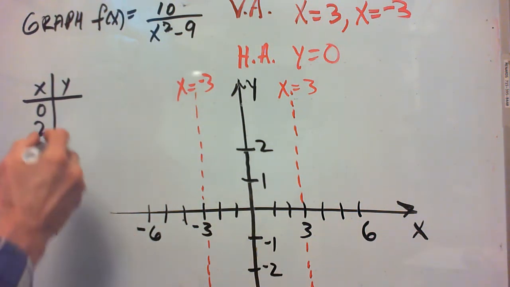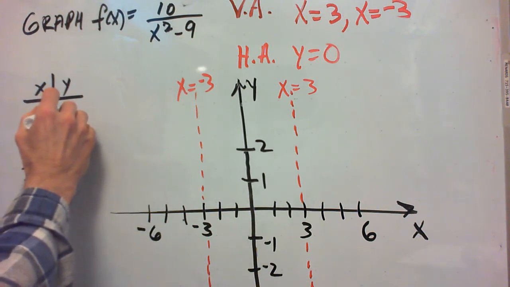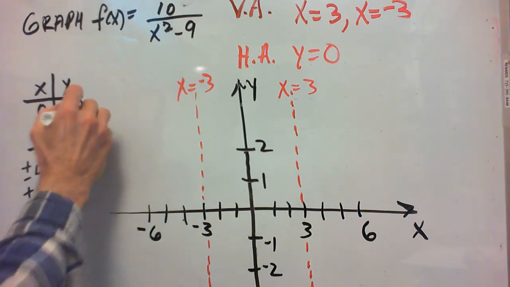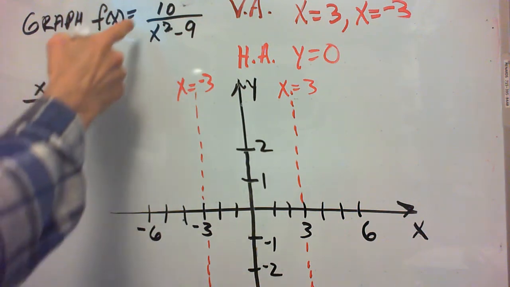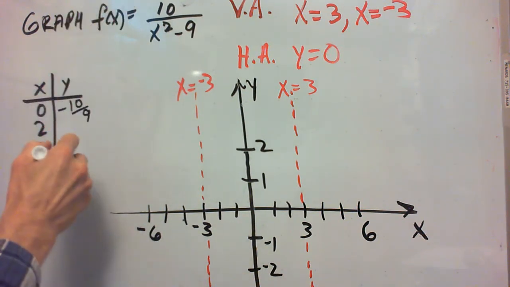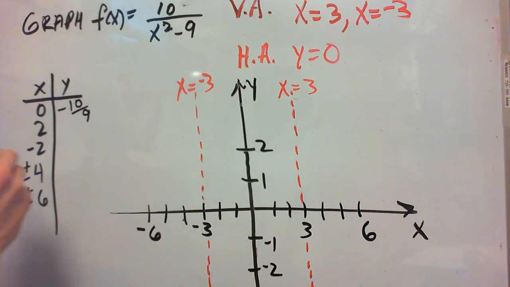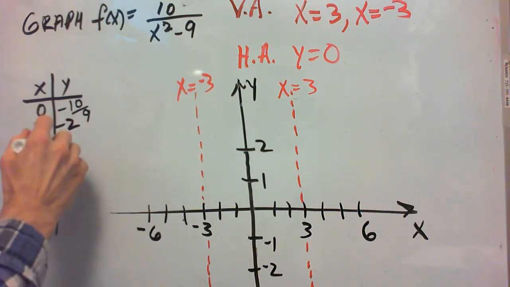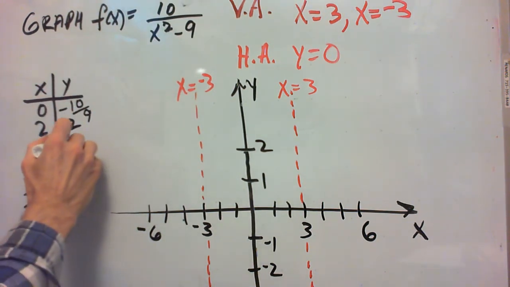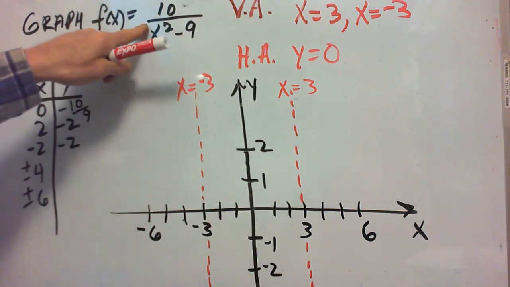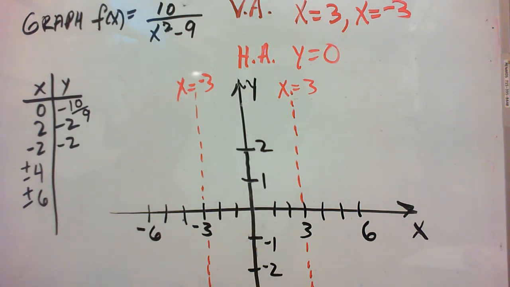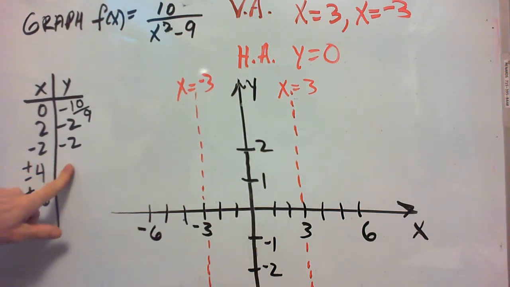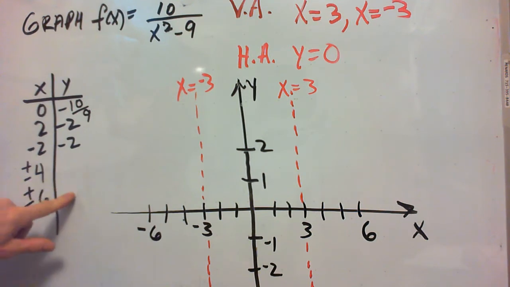And I chose 0, 2, and negative 2. When x is 0, we get 10 over negative 9, or negative 10 ninths. When x is 2, we get 10 over 4 minus 9, 10 over negative 5, which makes negative 2. And negative 2 gives us exactly the same thing. This is an even function. Opposite x values give you the same y value. So here I've put plus or minus 4. That's going to give me the same y value. Plus or minus 6 will give me the same y value.